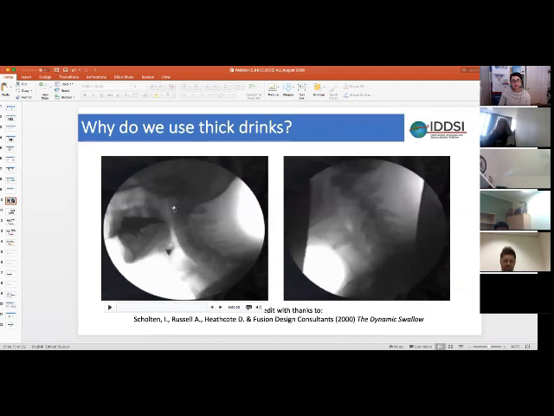Why do we use thick drinks? And I think this is probably something else that is important to include here. So I've got just a couple of videos. They're very short, but show video fluoroscopy, so moving x-rays where we can see people who have swallowing difficulties and what happens when they try and drink normal drinks.